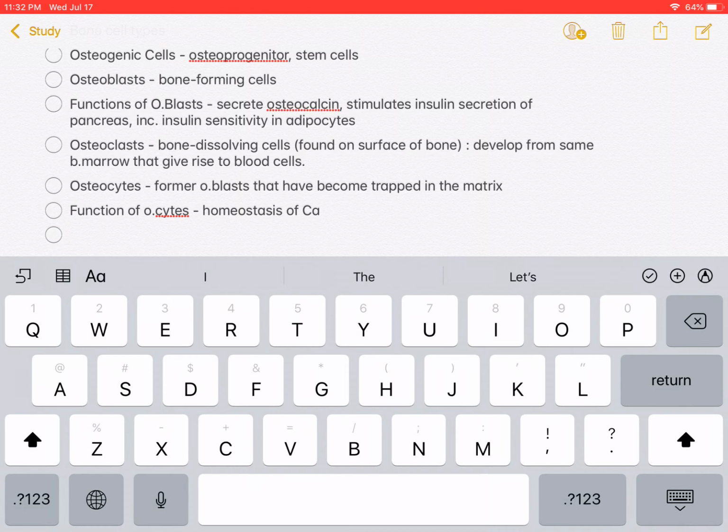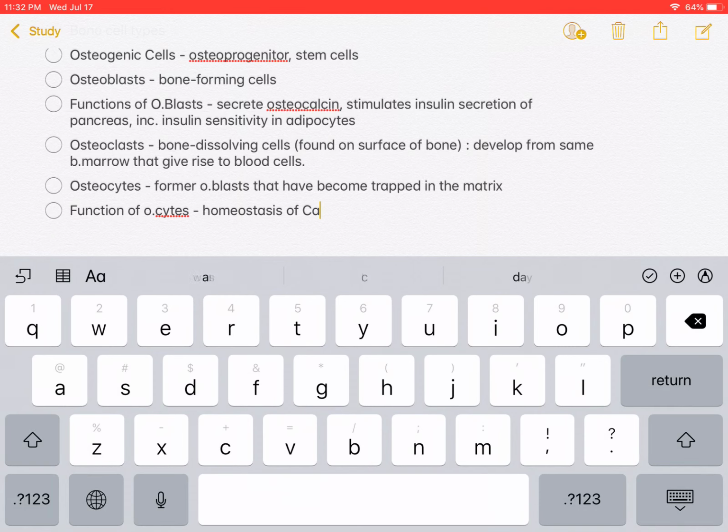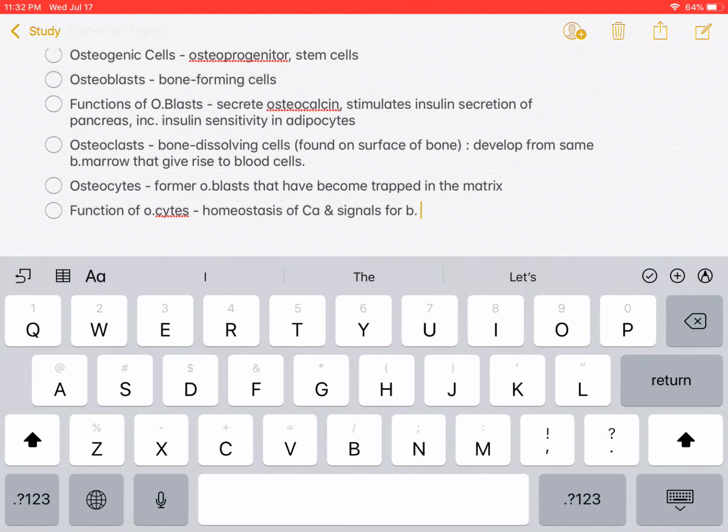And also, when there's stress, that actually produces biochemical signals that regulate bone remodeling, so triggering your memory. And let's see. Signals for bone remodeling.